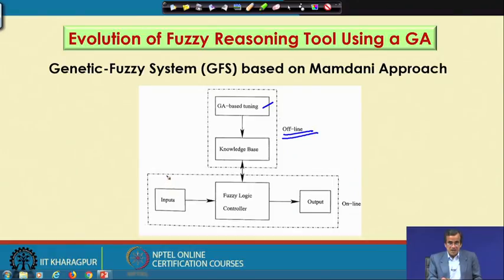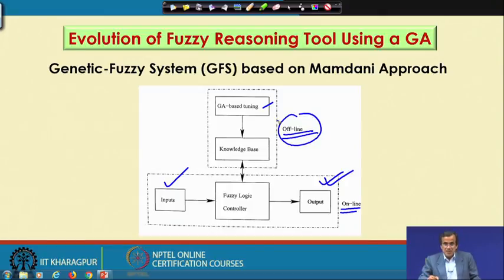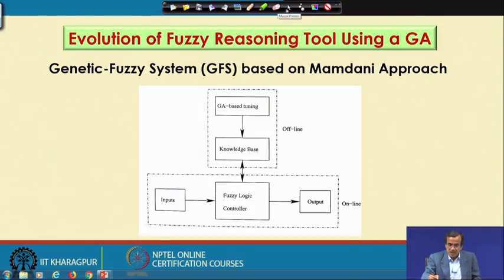That means, I can pass one set of inputs to the GA optimized or the GA tuned or the GA evolved fuzzy reasoning tool or fuzzy logic controller, and for this set of inputs I will be getting this particular output. Of course, this is online, because within a fraction of a second for a set of inputs I will be getting the output. But the training has to be provided offline, because GA is computationally expensive, and this training is provided with the help of some predetermined or pre-collected training scenarios. Now, let us see how to proceed further.